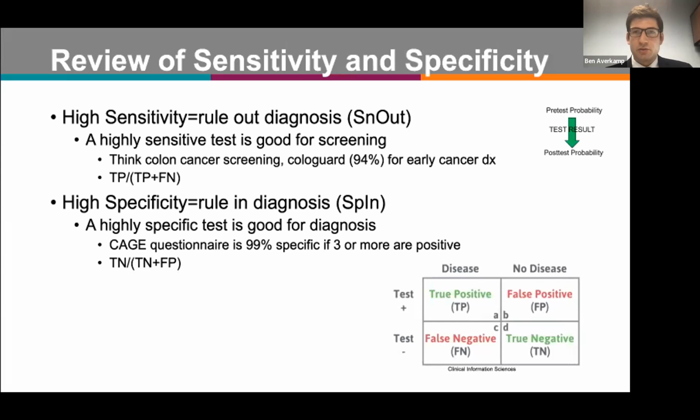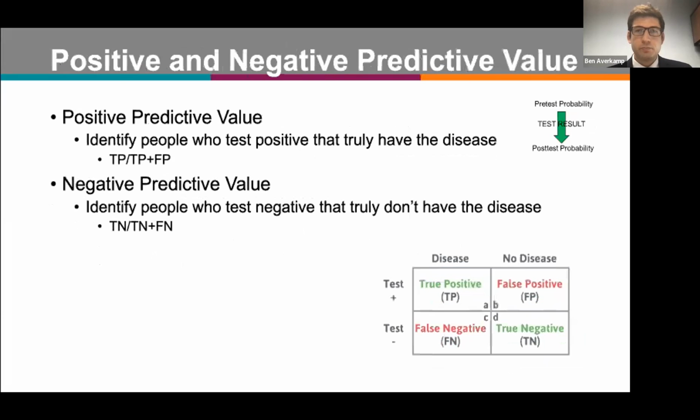Moving on to our actual test result, just a quick refresher on sensitivity and specificity. Sensitivity rules out, so SNOUT rules out, and it's good for screening, while specificity rules in and is ultimately used for making a diagnosis. Then thinking about, well, what do positive tests tell us? Does this person actually have the disease? And that's where positive predictive value and negative predictive value come into play.